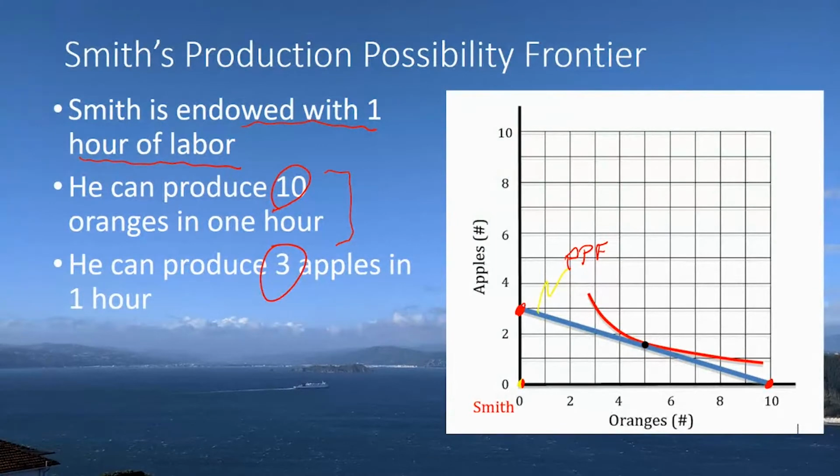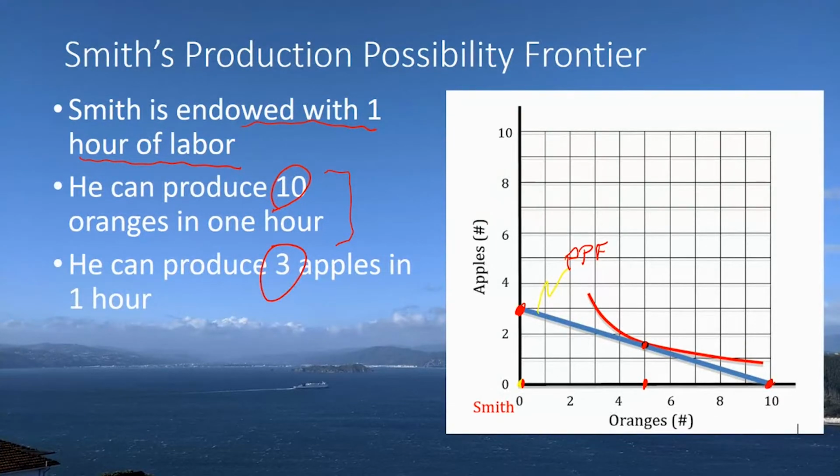So those are the 2 endpoints in production, but notice there's a blue line here connecting the 2 red dots, and what that blue line corresponds to are all of the other combinations of apples and oranges that Smith could potentially produce if he divided his time. Suppose, for example, that he's devoted a half an hour of production to oranges. He would get half of 10, which is 5, and let's say he took the other half hour and he spent that time in the apple orchard, in which case he could collect 1.5 apples. Yes, we'll allow half units of production to take place, and he would get to this point on the blue line right there, right?